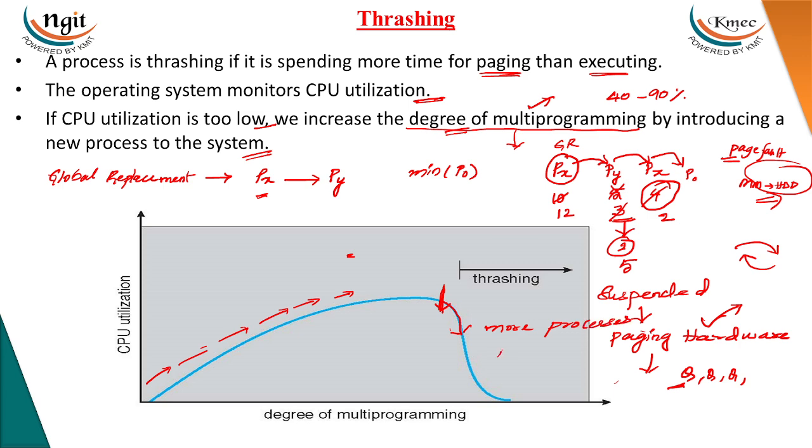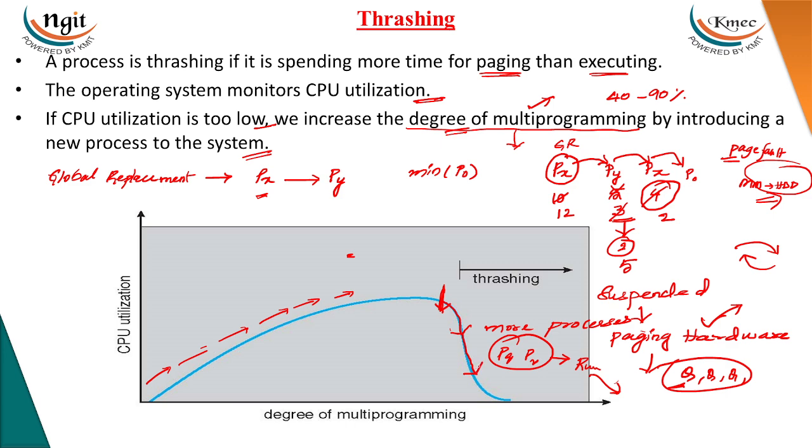Okay, suppose these will be PQ and PL. These processes will take the frames from the currently running processes, that is PX, PY, PZ. So again, these processes are also waiting in the queue of hardware. This will again result in completely low CPU utilization.